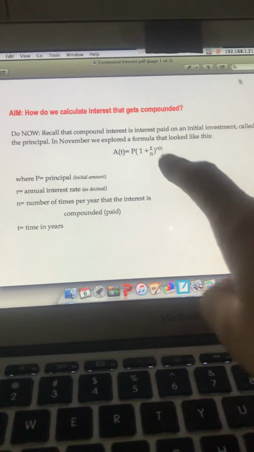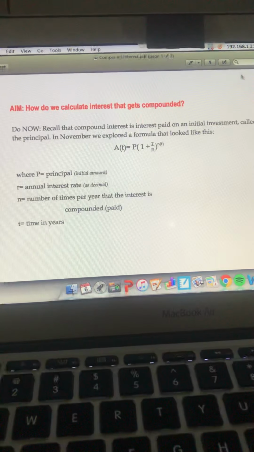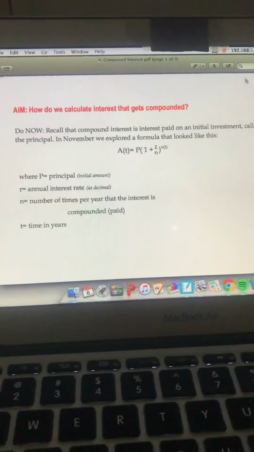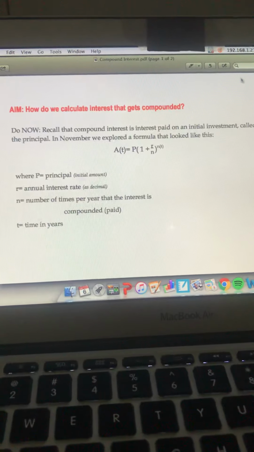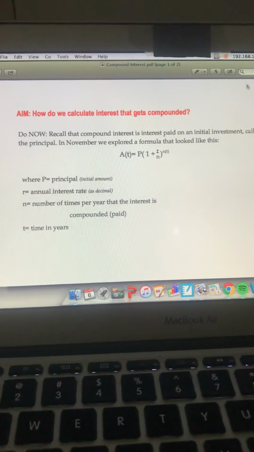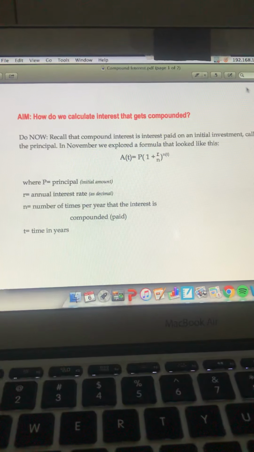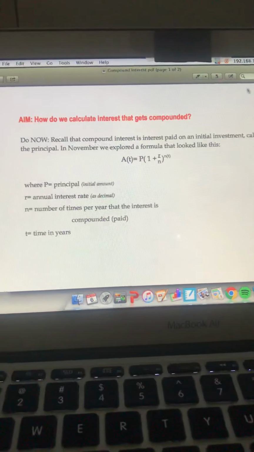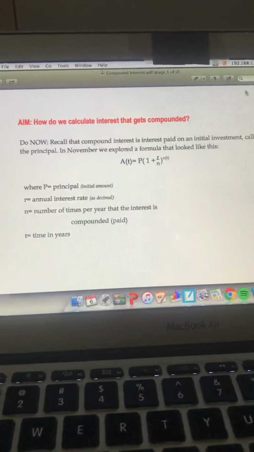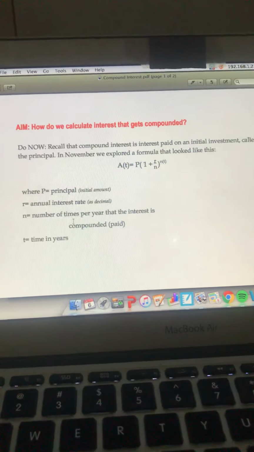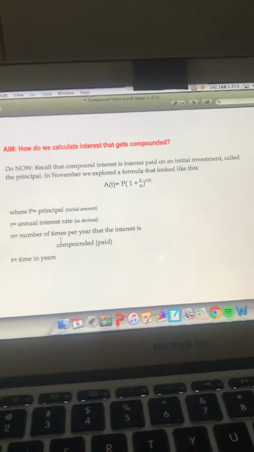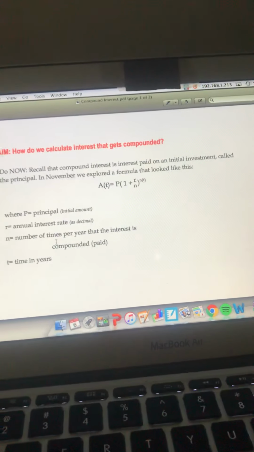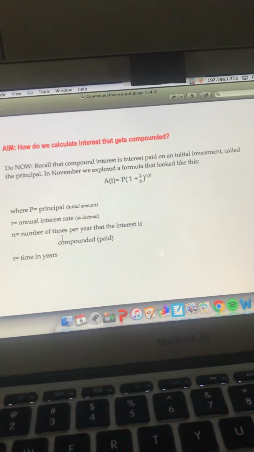Anywhere you see an r, that's representing your annual interest rate, and you need to make sure that you express that as a decimal. In order to get something as a decimal, you need to divide it by 100, or you can remember the shortcut of, okay, I have to move it to the left 2 times. If you see an n, that's representing the number of times per year that the interest is getting compounded. And when we're saying compounded, that's just a way of saying that you're getting paid. And then t is representing your time in years.